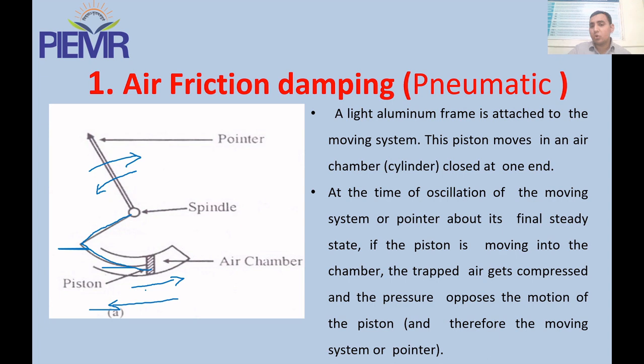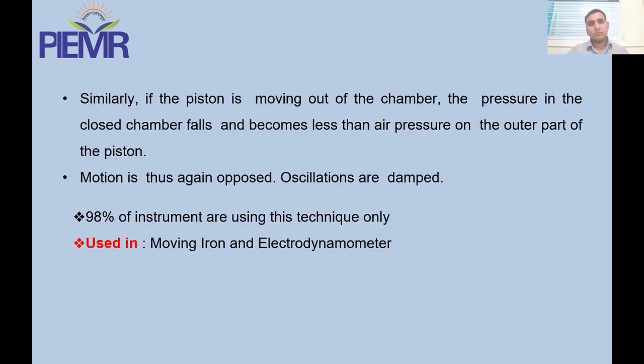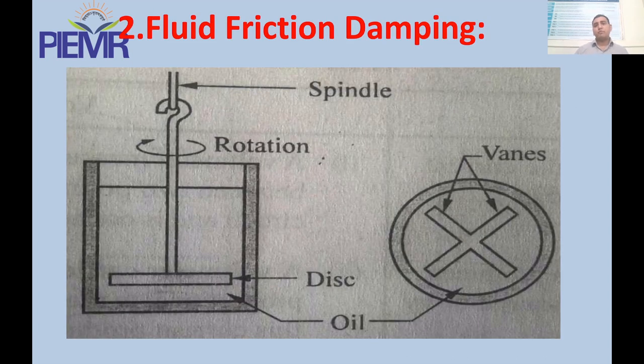That is the way we provide air friction damping, also called pneumatic damping. It is basically a light aluminum frame attached to a moving system. As we see the movement of the piston in the chamber, it reduces the oscillation in the circuit. This type of damping system is used in almost all instruments like MI instruments and EMMI instruments.